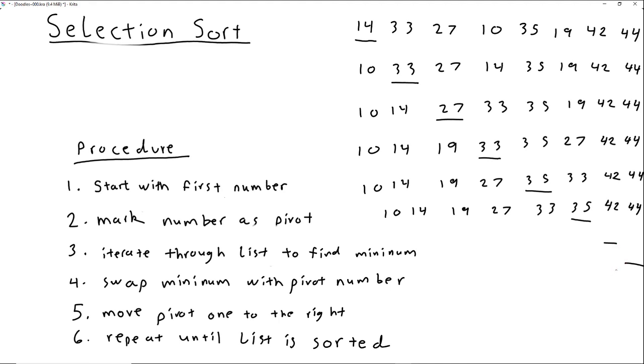Essentially, what this algorithm does on each repetition of this procedure is it looks for the minimum number and puts it into the front position. Looks for the next minimum number, puts it into the front position. And it repeats this until the whole list has been sorted.